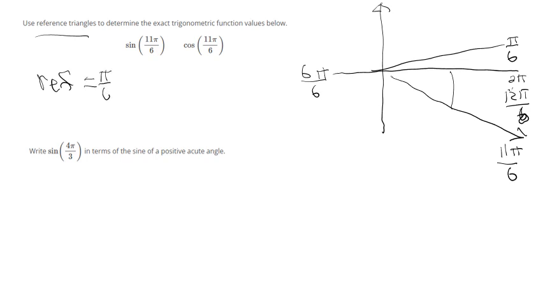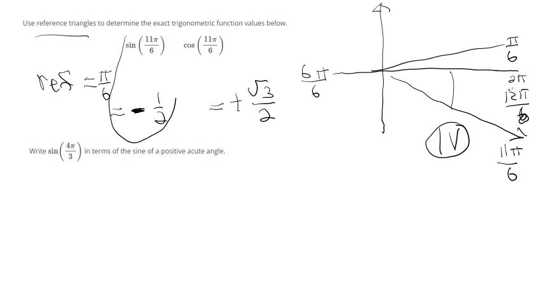So now we know the, quote, magnitude of sine, because for pi over 6, sine is 1/2. For cosine, pi over 6 is the square root of 3 over 2. But since we're in the fourth quadrant, sine has the same sign as y, which is negative. Cosine has the same sign as x, which is positive. So we know that sine of 11 pi over 6 is negative 1/2, and cosine of 11 pi over 6 is positive square root of 3 over 2.